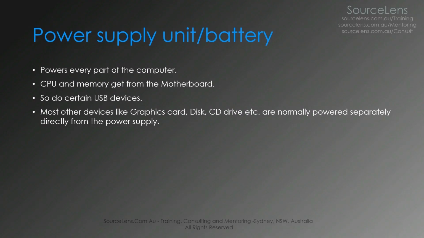The CPU and memory get the power from the motherboard itself, while other devices like disk, USB devices, etc. get the power supply separately. Some of the USB devices are powered from the motherboard itself, but most of the high-powered graphics card, disk, CD drive are all powered separately. We'll see the different cables used for power supply inside the power supply unit.